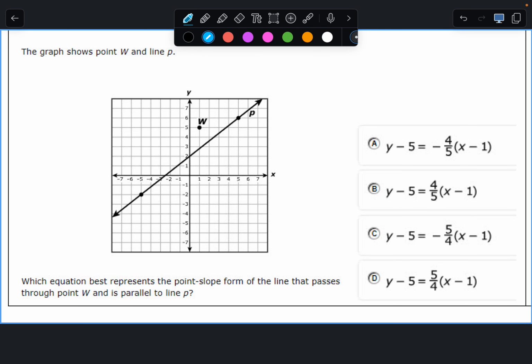Anyway, which equation best represents a point slope form that passes through W and is parallel to line P? Can I guess and see if I can put that in the box? I'm gonna guess B. Okay, now first thing you notice is that the line is going in what direction? Up. Yeah. So that means that the slope is positive.